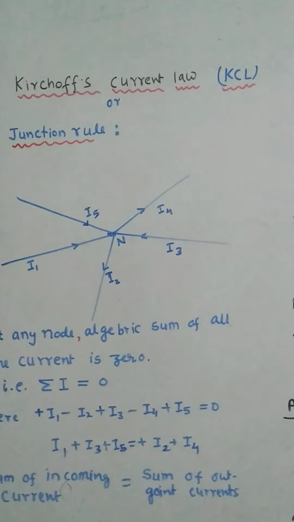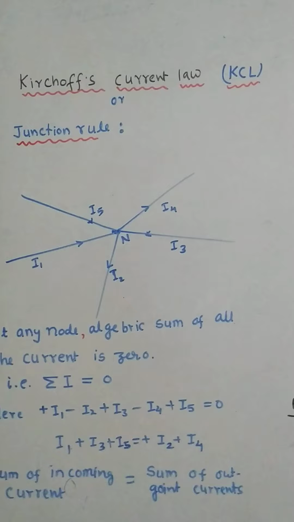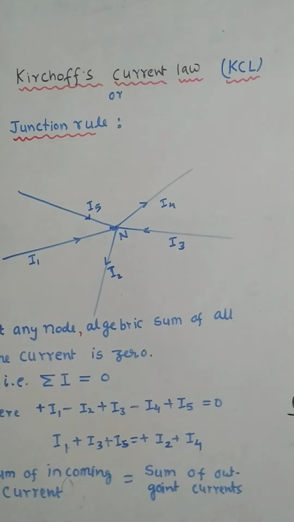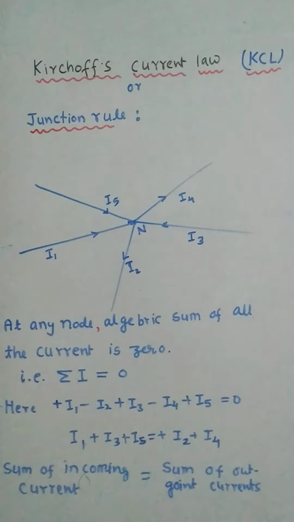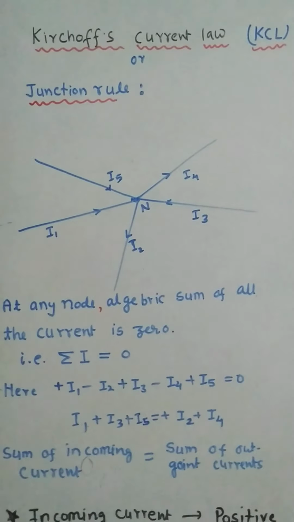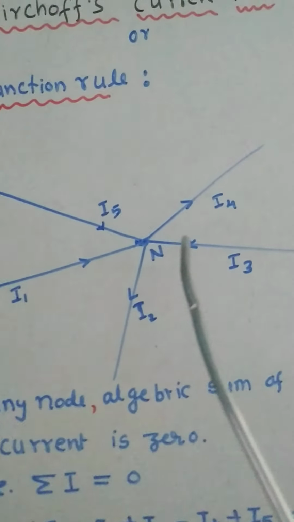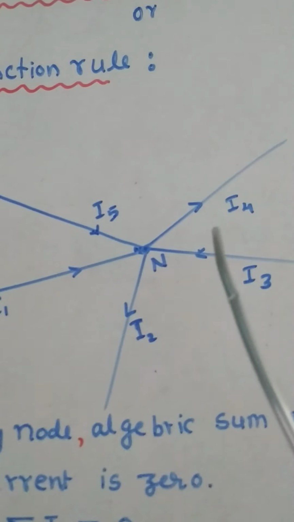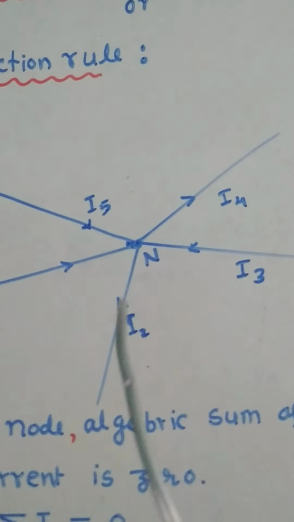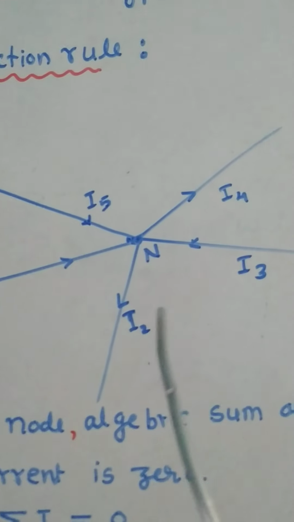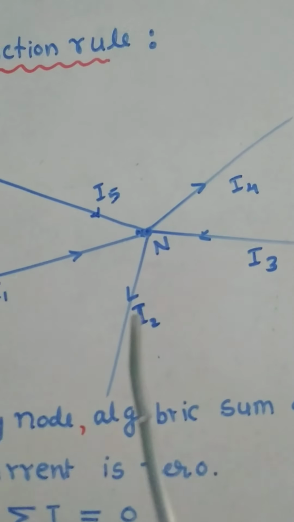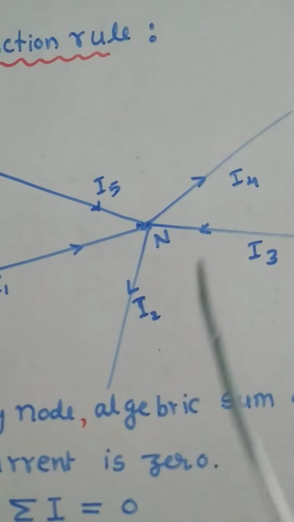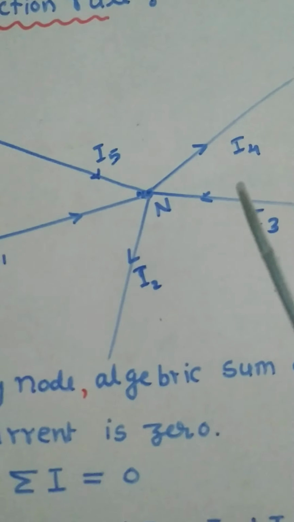Children, in this video I am going to explain to you Kirchhoff's current law, KCL, which is also known as the junction rule. Here N is the node point in which I1, I3 and I5 are the incoming currents, whereas I2 and I4 are the outgoing currents.